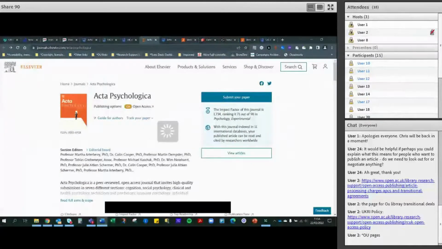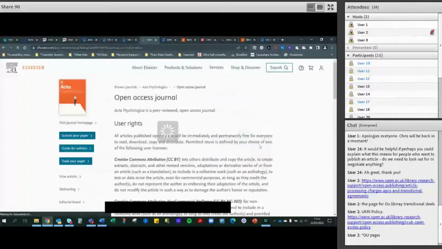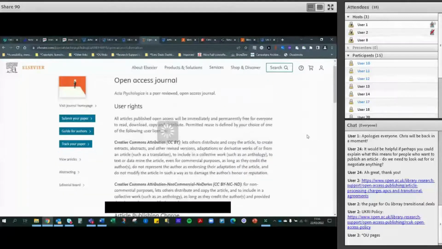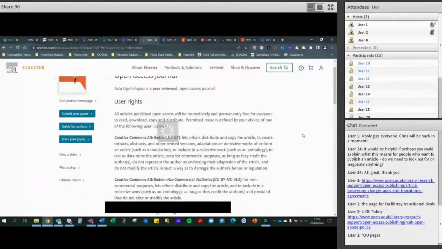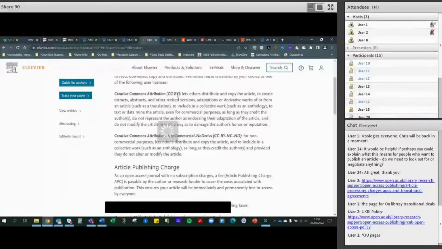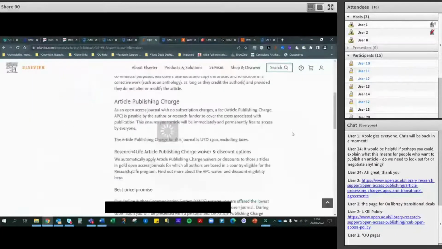So is this journal compatible? So it looks like it's an open access title. We can see clearly on this page here it says open access, and if we click that link, hopefully we can see some more information. So yeah, definitely it's permanently free for everybody to read, download, etc. They give you the option of using the CC BY license, which is what we need, and it clearly tells you that the article publishing fee will be covered. So for this particular journal title, it would be US dollars 1,500.